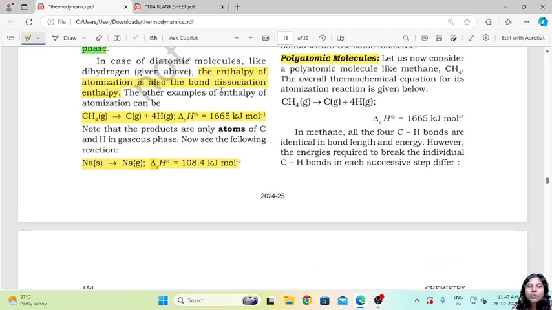Here also what we notice is bond dissociation. Bond dissociation means, again, breaking of bonds itself. So here also we are able to get bond dissociation. This is the same as bond dissociation. Therefore we say that the enthalpy of atomization is also the bond dissociation enthalpy.